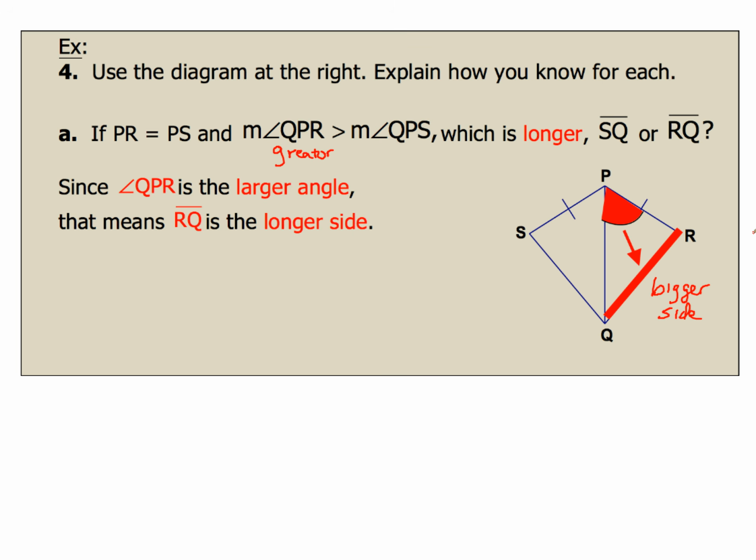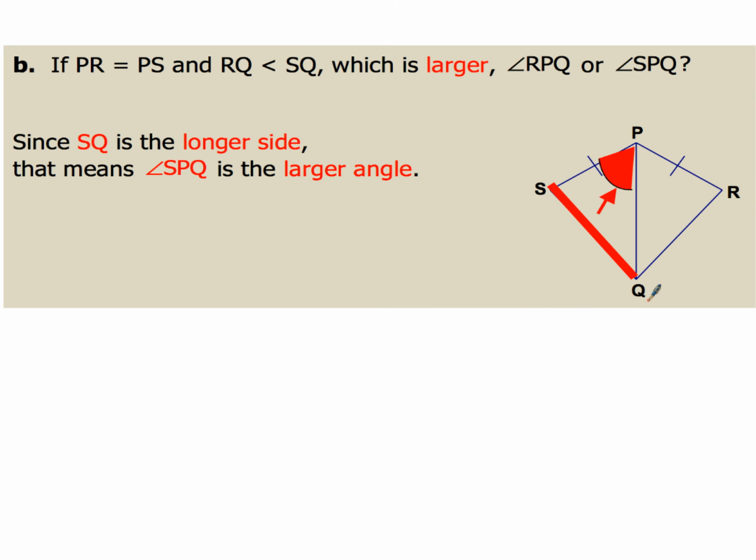So since QPR is the larger angle, that means side RQ or QR, either way you want to name it, that's going to be the bigger side. And that's all there is to it. Again, simple stuff, don't make it complicated. All right, now let's take a look at part B.